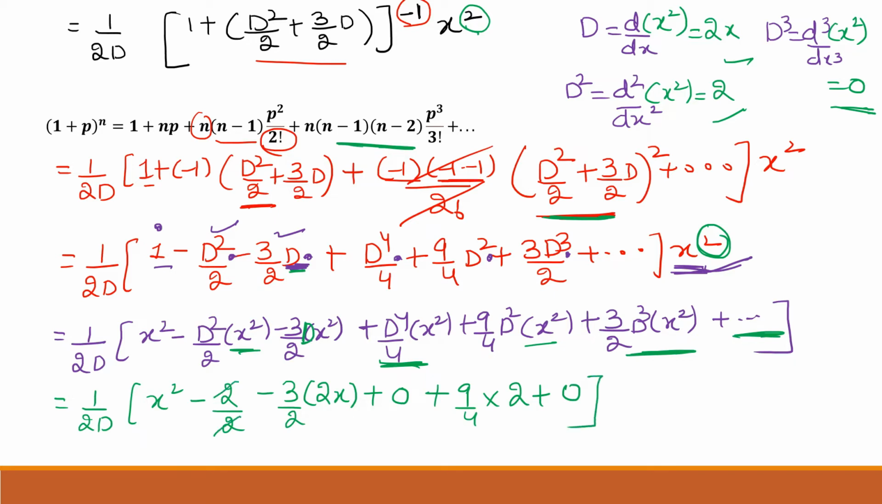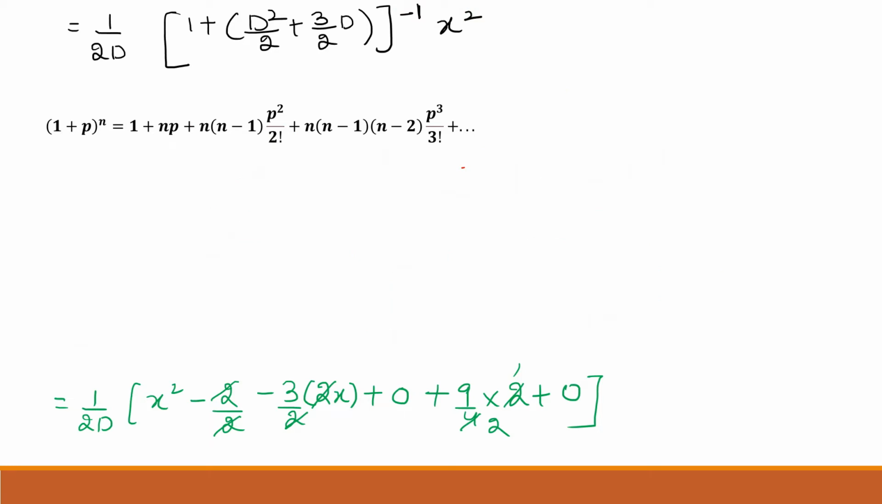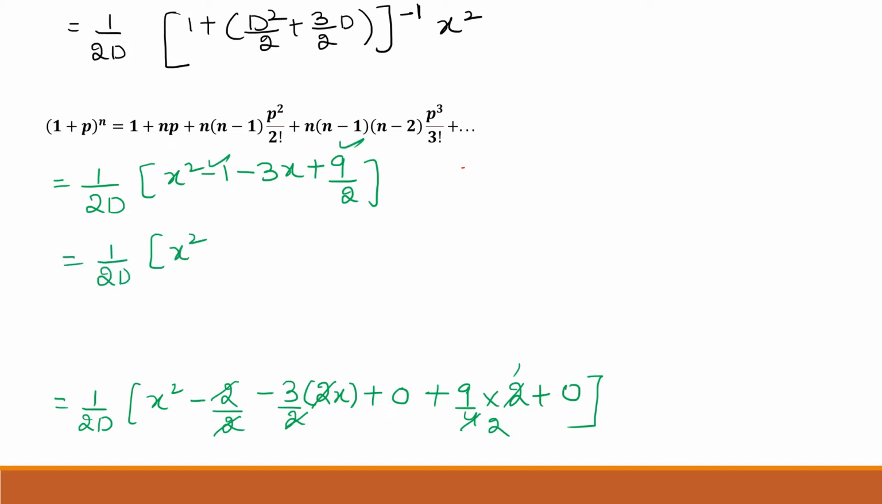Okay, now if I simplify, this is 1, this is 3x, this is 9 by 2. Okay, so just simplify this. After simplification we'll get 1 by 2d as such, and this will be x square minus 1 minus 3x plus 9 by 2. Now combine these two terms, what will you get? 1 by 2d of x square minus 3x plus 7 by 2.